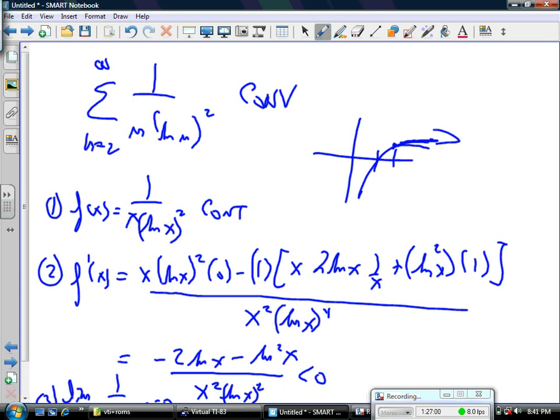Alright, so even if it's not geometric, even if it's not a p-series, I can still use the integral test to test for convergence for weird stuff. At least if it's integrable, if you can integrate it. All right, so that's all there is about the integral test.